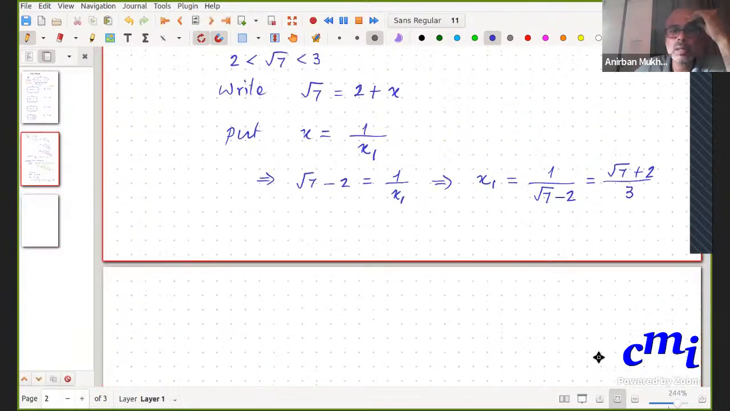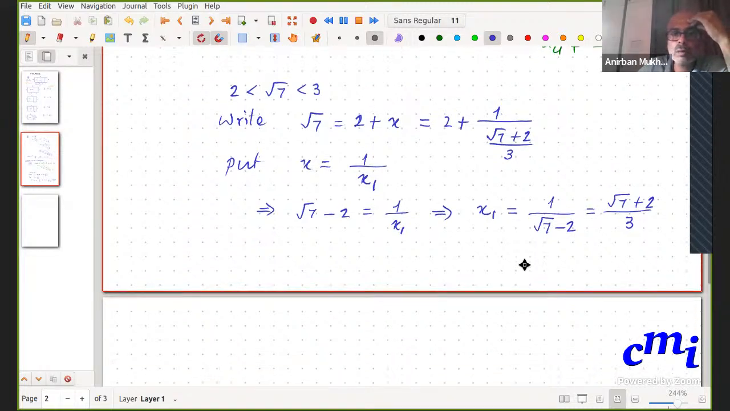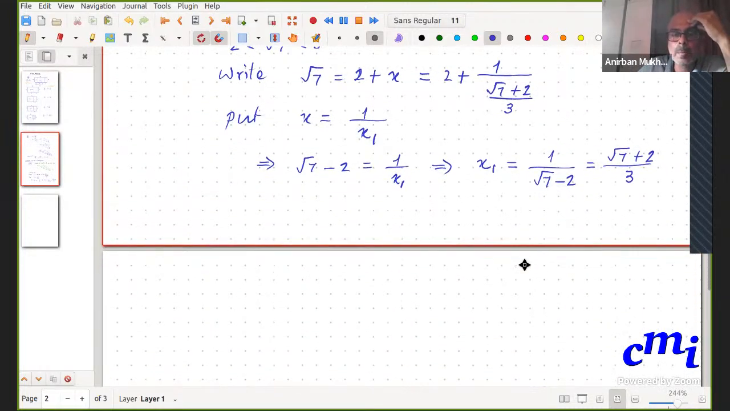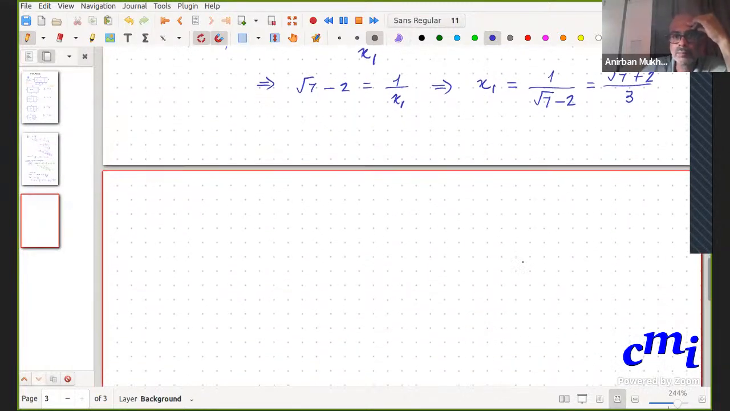So that is my x1. What we have done is written this as 2 plus 1 over x1, where x1 is square root of 7 plus 2 by 3. Now we want to work with that number and write it as 1 plus 1 by something.